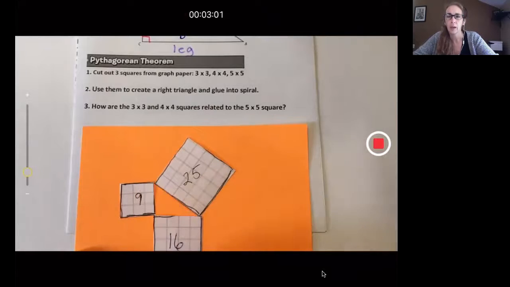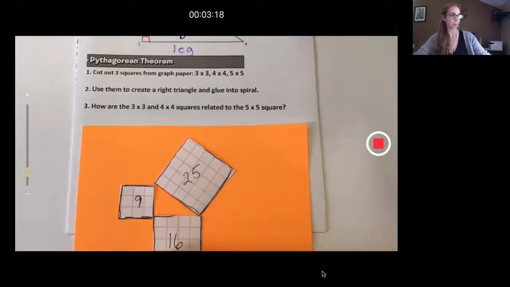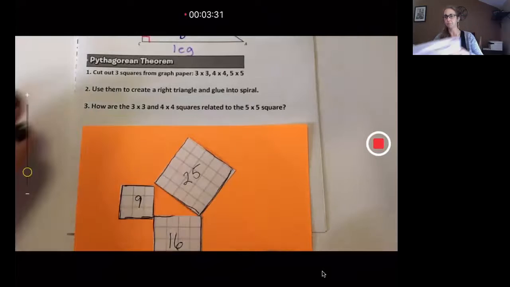So when we're looking at this relationship, we could say the sum of the square of the two legs is equal to the square of the hypotenuse. Because notice 9 plus 16 equals 25. So if you do have a spiral or you have a sheet of notebook paper, it's going to look like this.